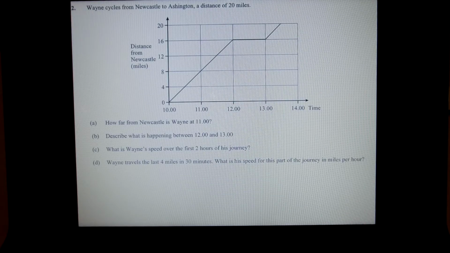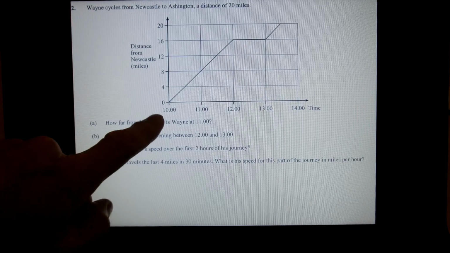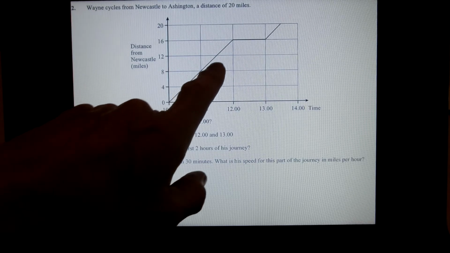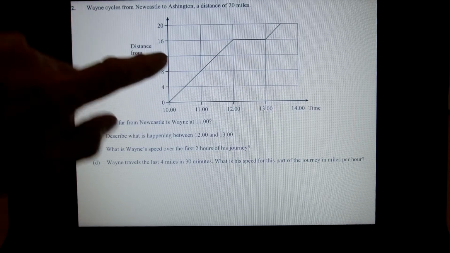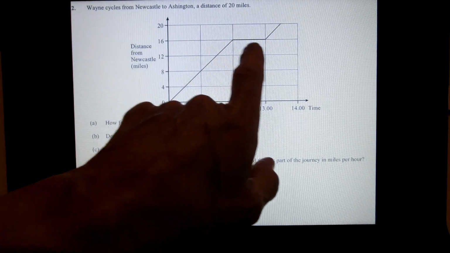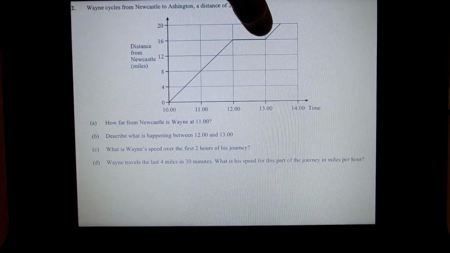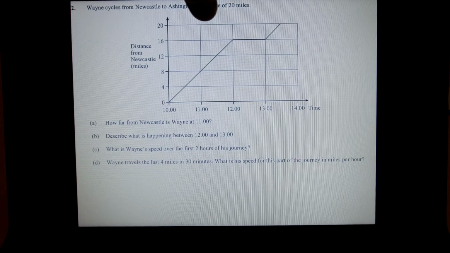Another graph, this is a distance-time graph showing somebody cycling, and it shows the distance from Newcastle. Here the person is cycling away from Newcastle, cycling 16 miles. This part of the graph here, the person isn't moving, and then the person resumes their cycling, and here they are 20 miles from Newcastle. They must be at Ashington there, and that's going to be about 1:30.